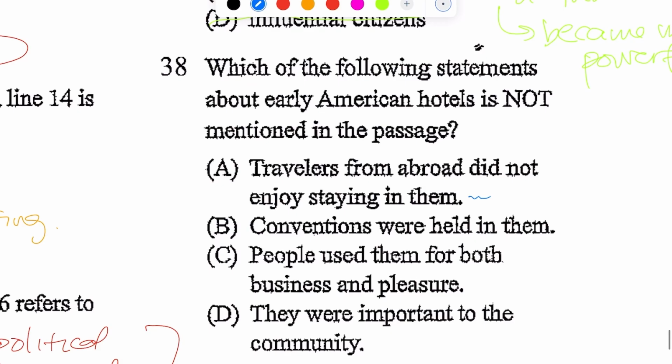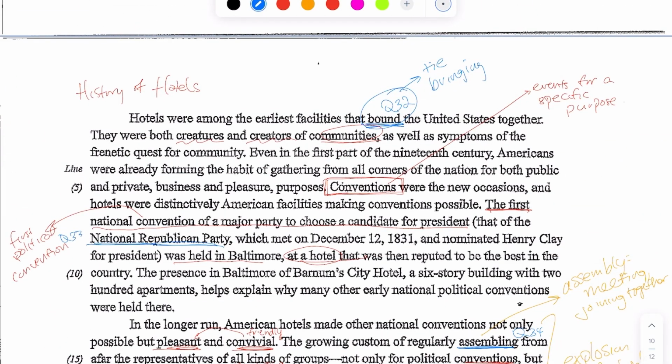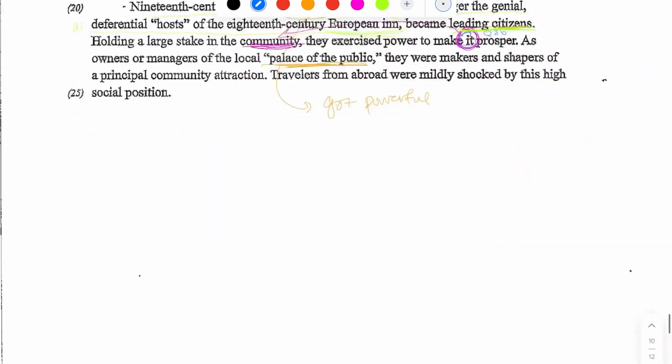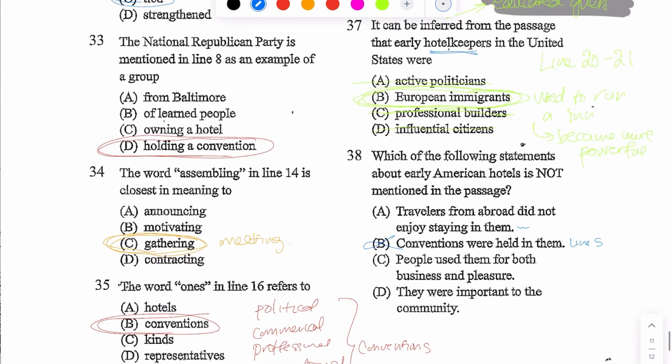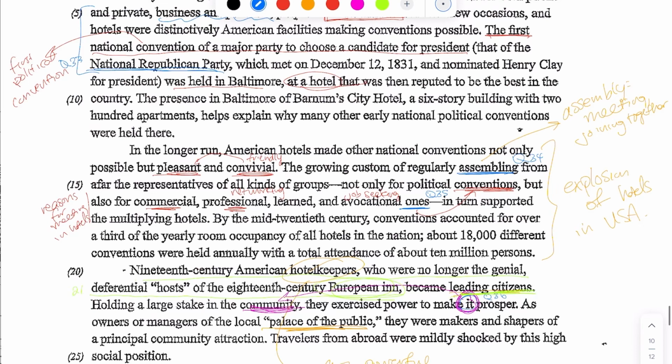Next, for B, conventions were held in them. Well, yes, that's definitely true. These conventions were held in these hotels. That's line 5. People use them for business and pleasure. We see business and pleasure over here, also in line 5. The hotels were used for travelers and also for business. And they were important to the community. And yes, that is definitely true here. We see that this was a community attraction.